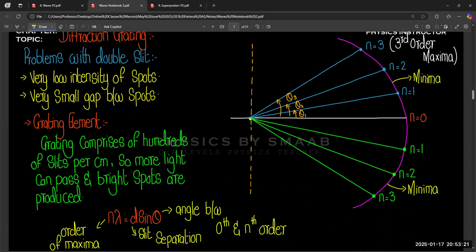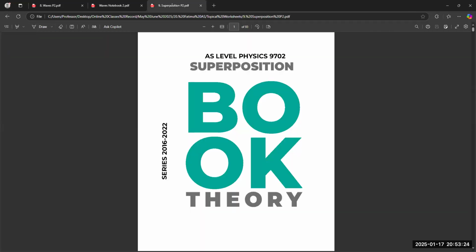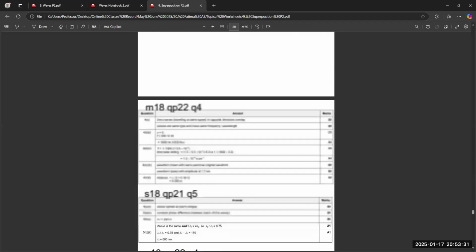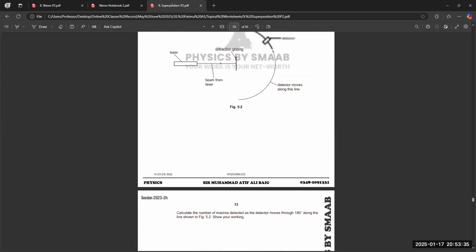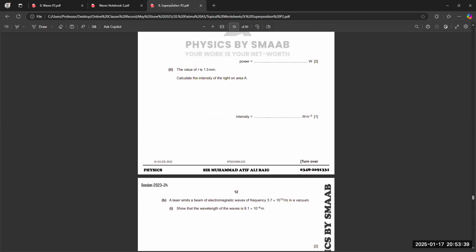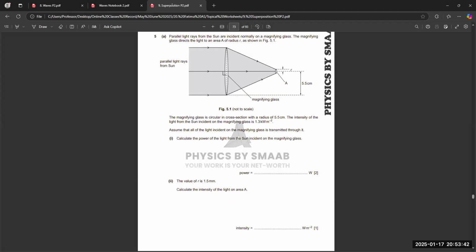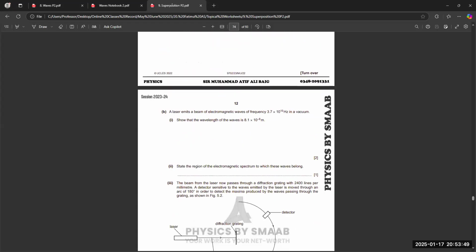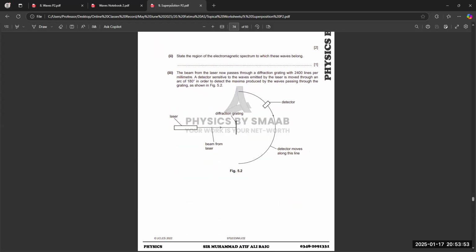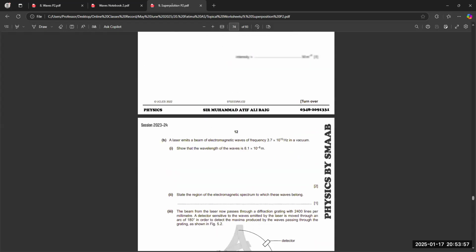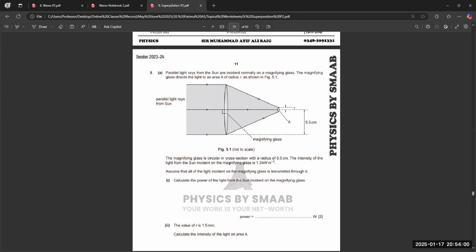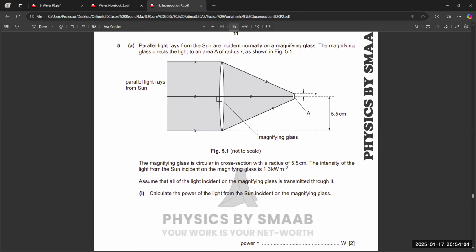Okay, so if we consider a question from this diffraction grating, in this question we have the concept of power given, intensity given, the wavelength and so on. So let's try this question.